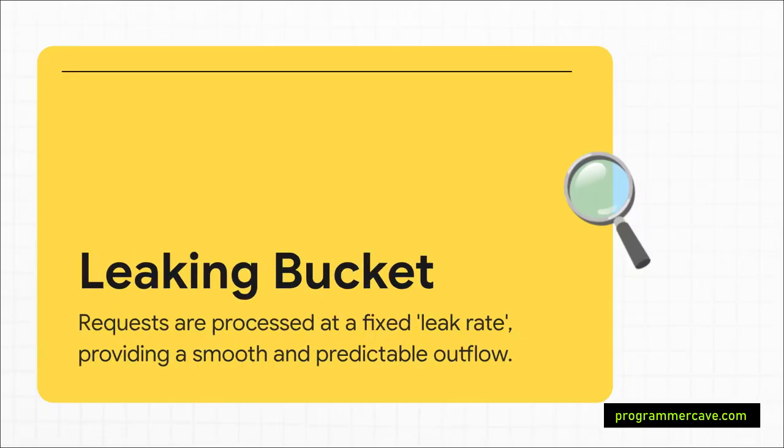The leaking bucket, on the other hand, works a bit differently. Requests fill up a queue, the bucket, and are processed at a steady, fixed rate, kind of like water leaking from a small hole. So unlike the token bucket, this approach doesn't allow for bursts at all. Its whole job is to guarantee a smooth, predictable outflow. This is absolutely perfect for protecting downstream services that can't handle those sudden traffic spikes.